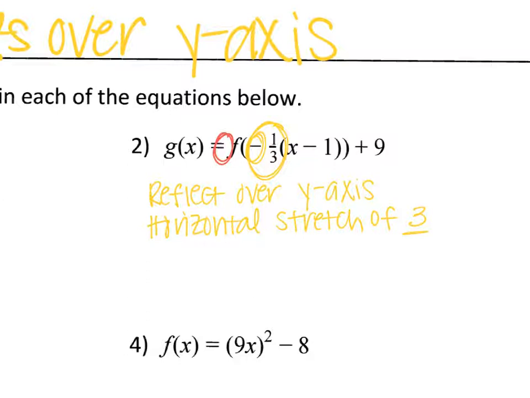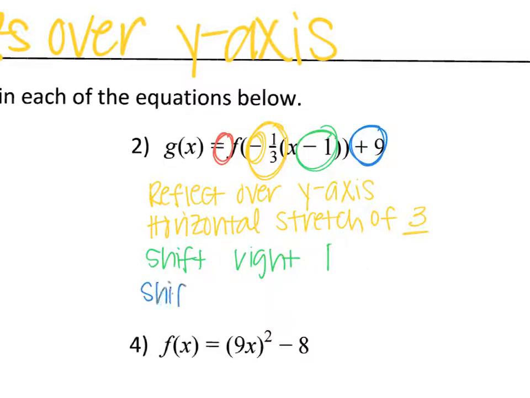Okay, then I look inside the parentheses. I've got this -1. That tells me I'm moving to the right, since it's minus. Shift right 1. The +9 tells me I'm shifting up 9.